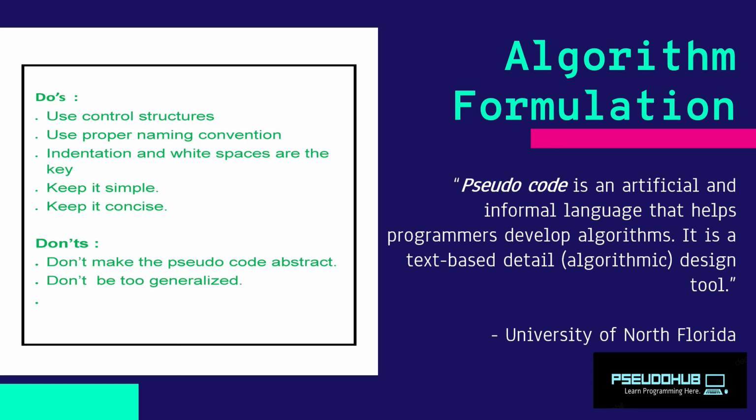avoid writing pseudocode which is too abstract, and you are familiar with the definition of abstract, meaning your implementation is hidden. In writing pseudocode, it's better to be explicit. Meaning, write the steps one by one. And then don't be too generalized.